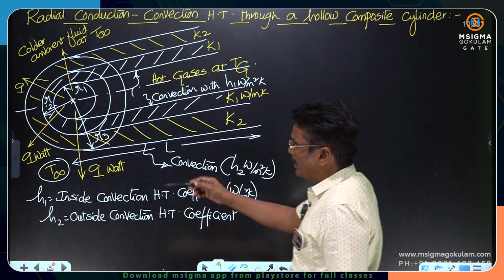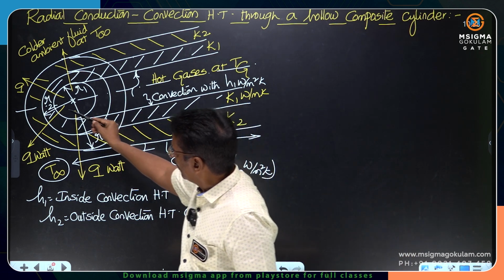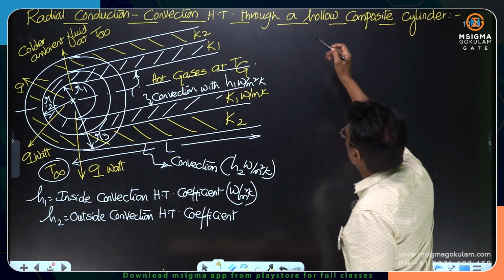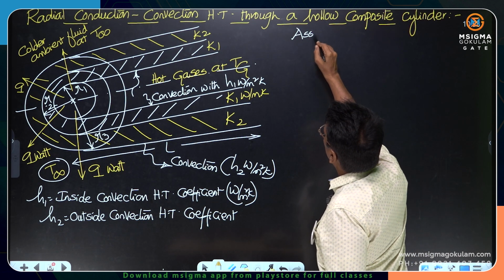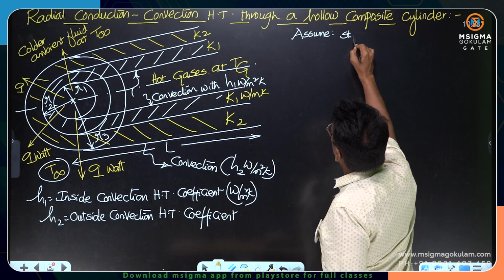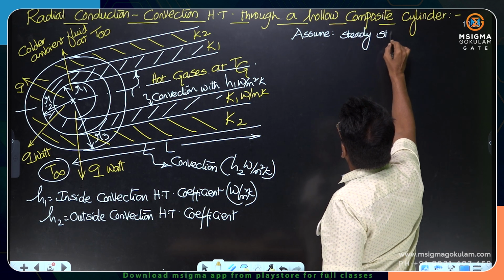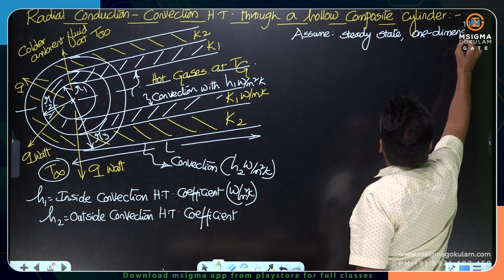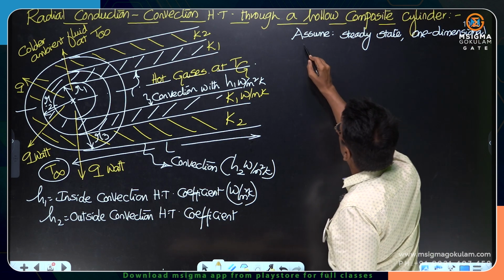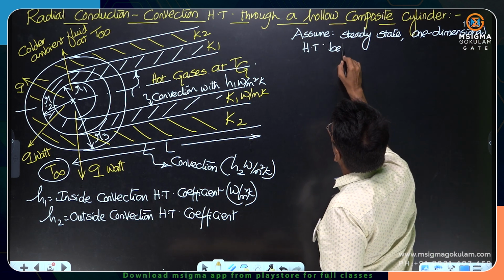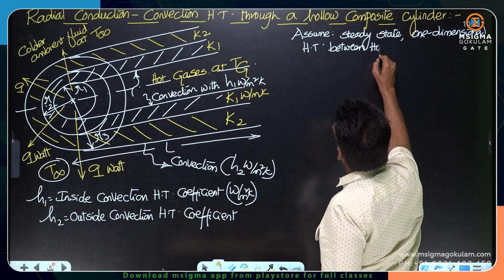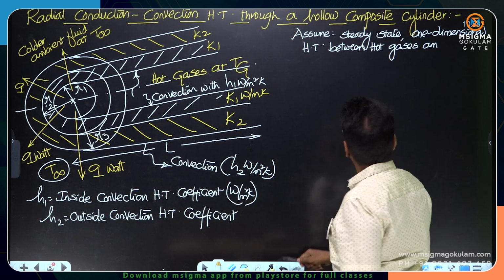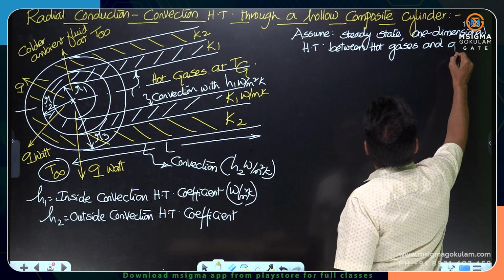This is the rate of radial heat transfer. Look at these yellow arrows. They indicate the rate of radial heat transfer between the gases and the ambient air. Assume steady state, one-dimensional heat transfer between hot gases and ambient air.